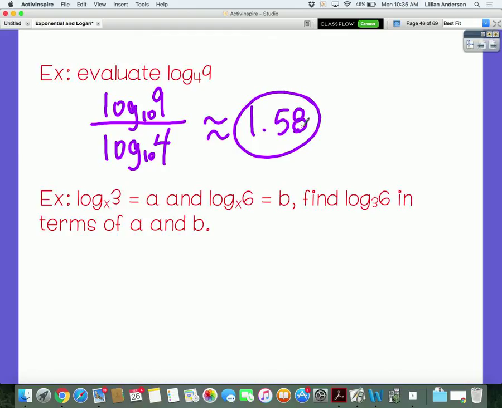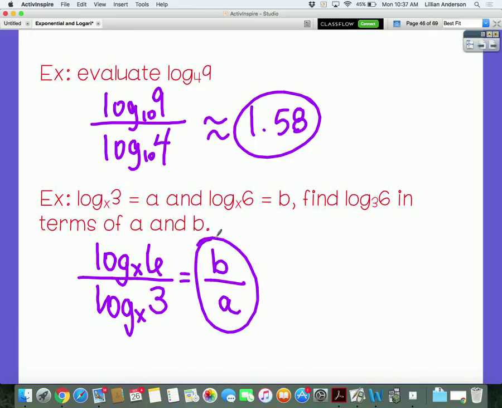Here's another example where we're writing an expression in terms of A and B. If we notice, it's log base x of 3 equals A, and log base x of 6 equals B. And we're trying to find the log base 3 of 6 in terms of A and B. We're going to have to use our change of base formula. So it's log of 6 over log of 3, but this time, remember, that C, that base when using the change of base formula, could be anything you want, and in this particular case, I want it to be x, so that way I can substitute in B for the top and A for the bottom, so that way I can write the log base 3 of 6 in terms of A and B.